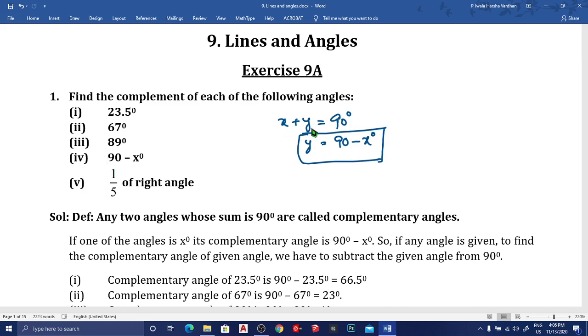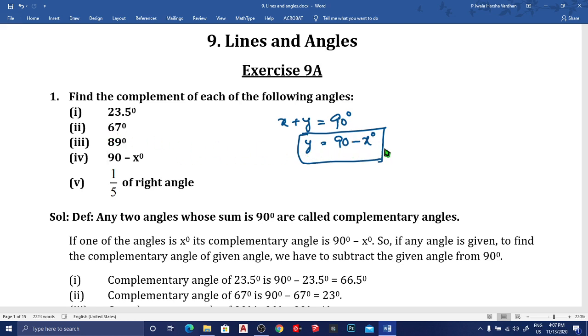If one of the angles, x, is given, to find out the other angle, you have to subtract the given angle from 90 degrees to find the complementary of the given angle. So for example, 23.5 degrees is given. To find out the complementary angle to this one, you have to subtract this angle from 90, which is 90 minus 23.5. That will give the second angle.